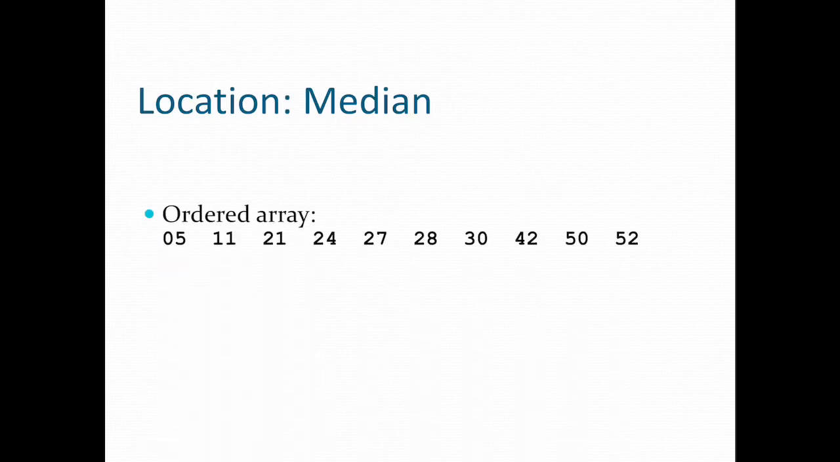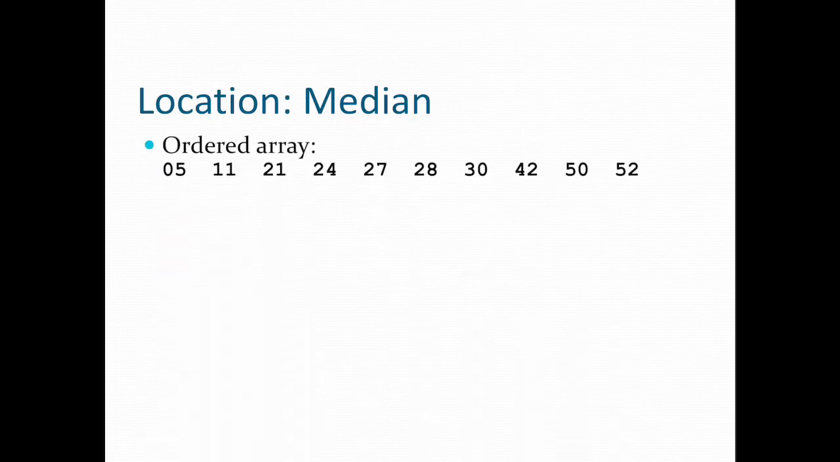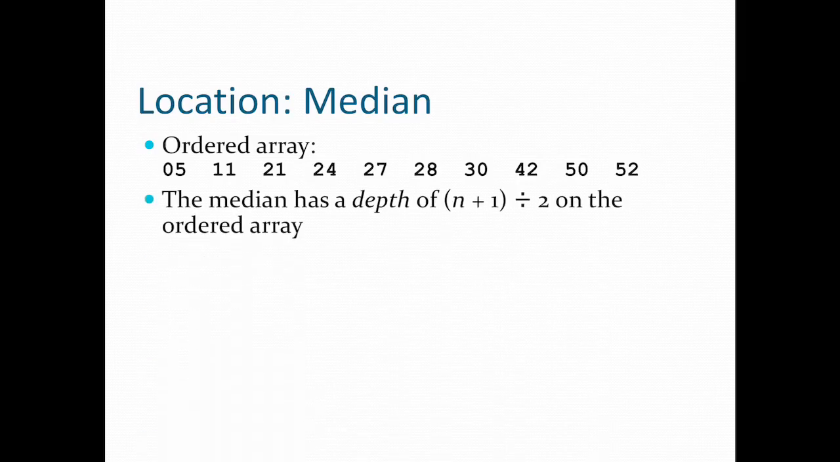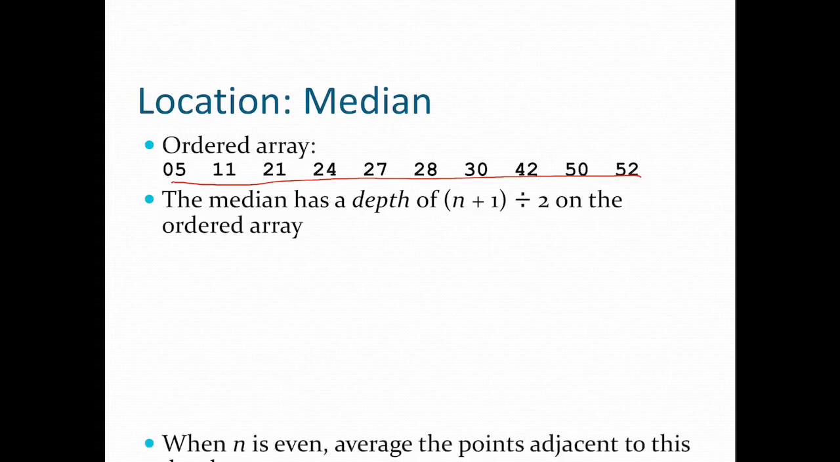And then we have the median. Here we have an ordered array. This is very important. For a median, you have to have an ordered array. If you don't have an ordered array, you're not going to find the median. One way we can find the median is by finding the depth. The depth doesn't tell you what the median is, it just tells you how deep in this array the number is. So the median has a depth of n plus 1 divided by 2 on the ordered array.